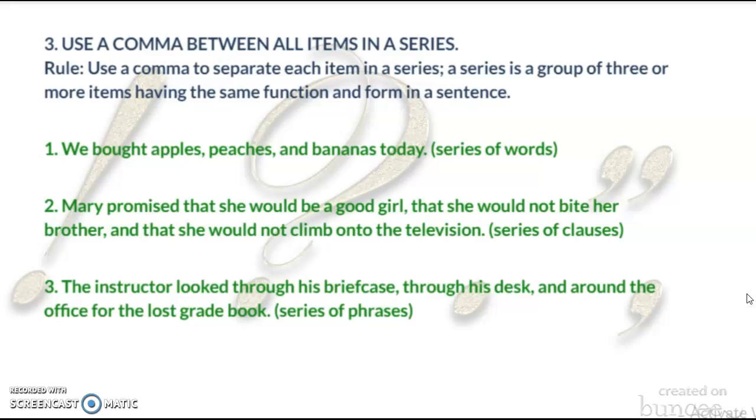And number 3, the instructor looked through his briefcase, comma, through his desk, comma, and around the office for the lost grade book. Now, I'll caution you, there are times where you may not use a comma in these, but we're not going to go into that. It's a little bit more complicated than we need at this point in time. Right now, just make sure you always use a comma to separate a group of 3 items or more in a series, and we'll be okay with that.